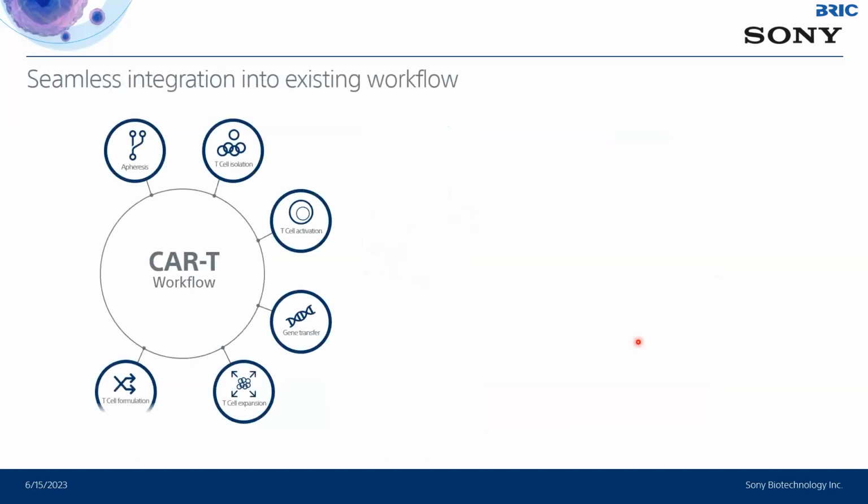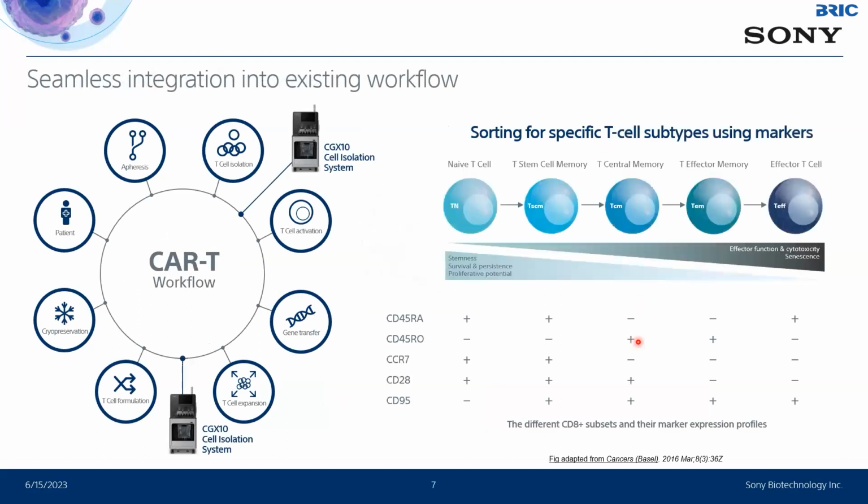So as you are all aware, if we take an example of a CAR-T workflow, there are a number of positions where the CGX10 could be used. We think that it could be used after apheresis and a first debulking of cells, so T-cell isolation, for example, followed by a further sorting to provide the very specific cell subtypes. The other position where it could be used is after gene transfer and somewhere during the T-cell expansion to allow for high purity sorting of the cells that have been correctly gene transduced.